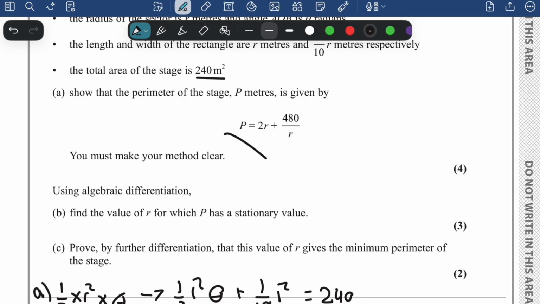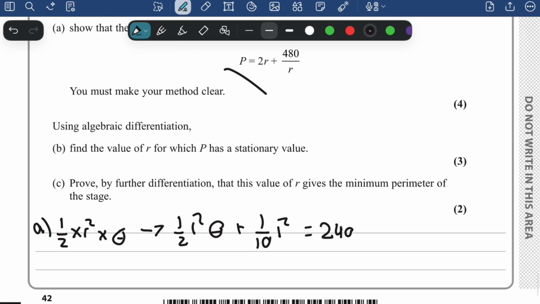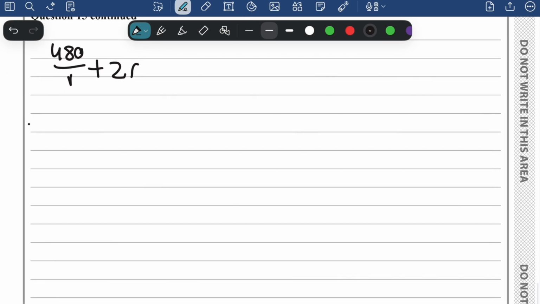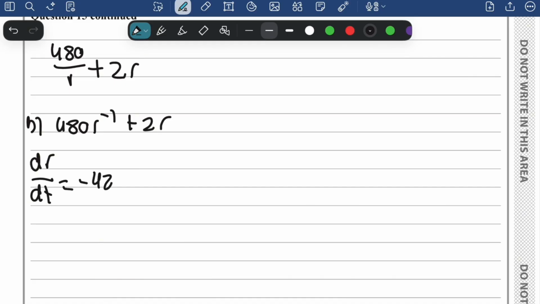Now part B says, using algebraic differentiation, find the value of r for which p has a stationary value. So we know we're going to have to differentiate this to find the stationary point, right? So let's rearrange this into index form first of all. Say 480r to the minus 1, add 2r. Then taking dp by dr, it's going to be minus 480 r to the minus 2, add 2.